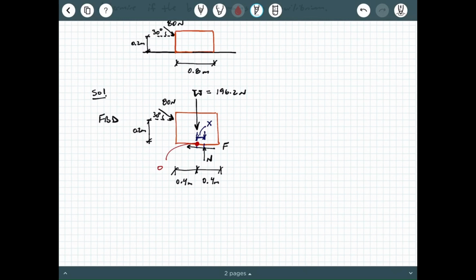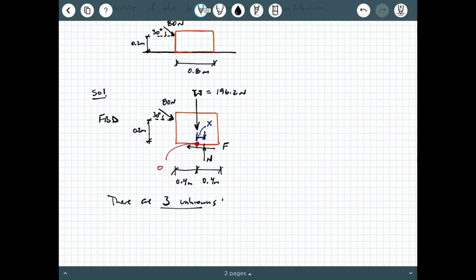But again, you could just as easily put your origin at this left most corner, left bottom corner. You would just have to sum moments and include the weight of the box in there. So let's take a look here. What all do we have and what all do we need? Well, we have three unknowns.